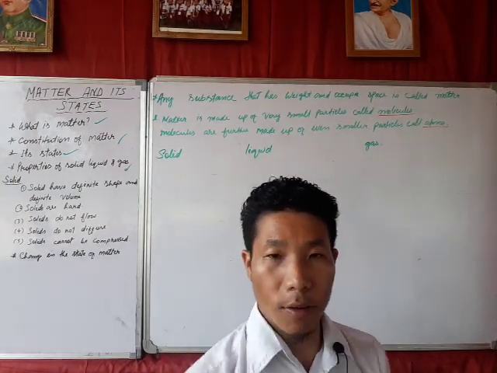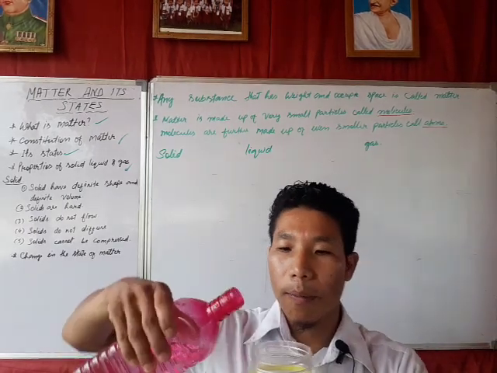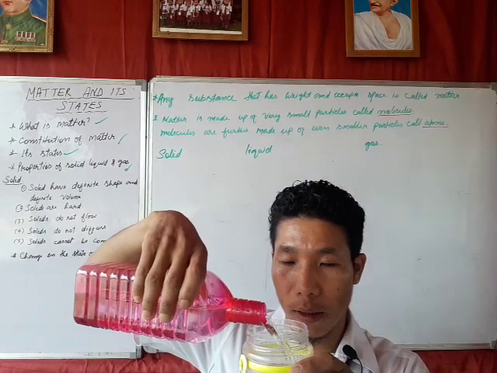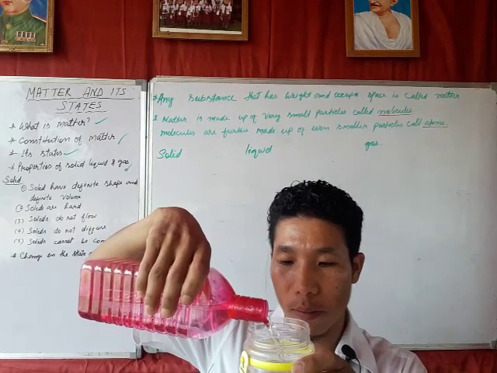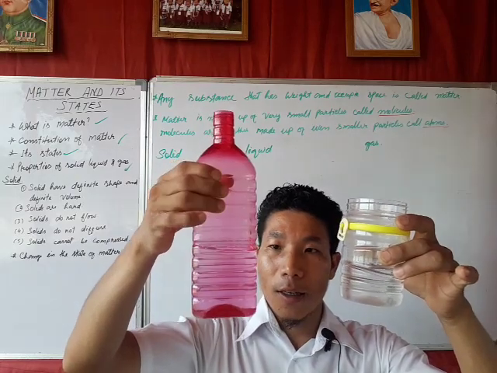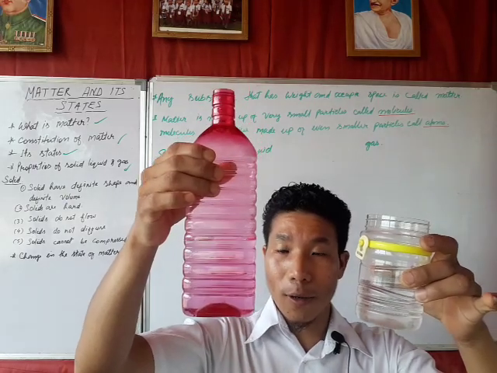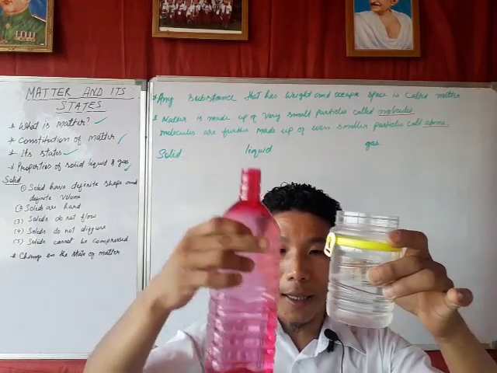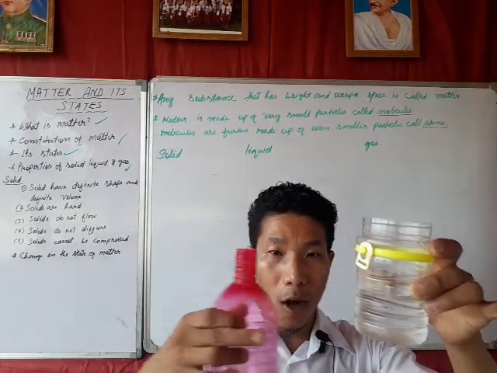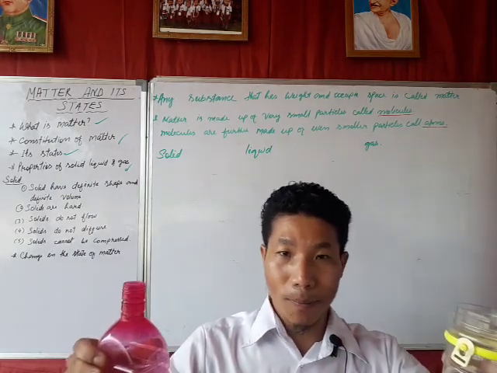Okay, let's try this experiment. Now, if I pour this water in this empty bottle, what do you notice? What shape is this and what shape is this? This is a square or rectangle shape, is it? And this one is in circular shape. It's round.